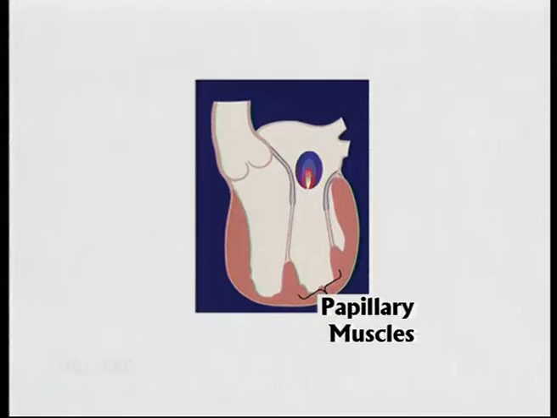Both these aortas, that is pulmonary aorta and systemic aorta, are guarded by 3 semilunar valves in each. These valves allow the flow of blood only from ventricles to these aortas and prevent the backflow of blood into the ventricles again. The muscles which are found in the ventricles are called papillary muscles or columnae carneae muscles.